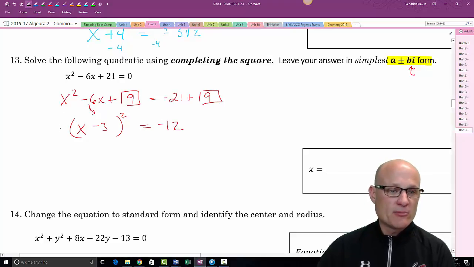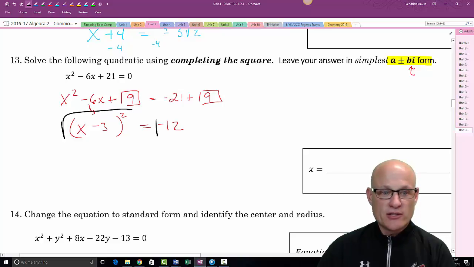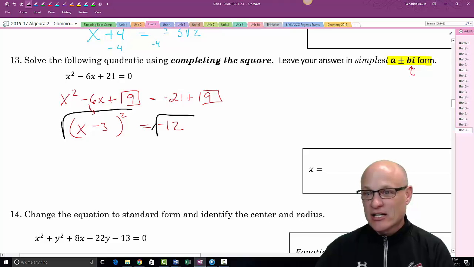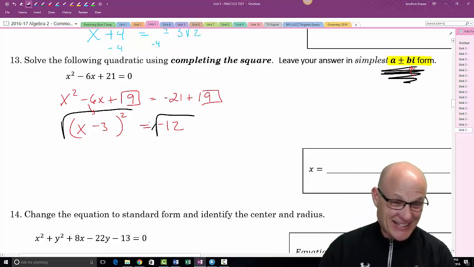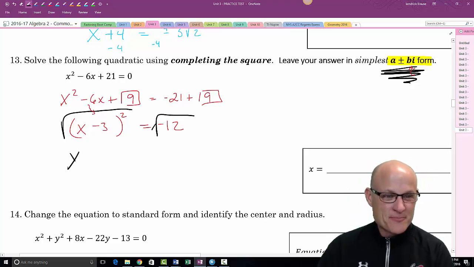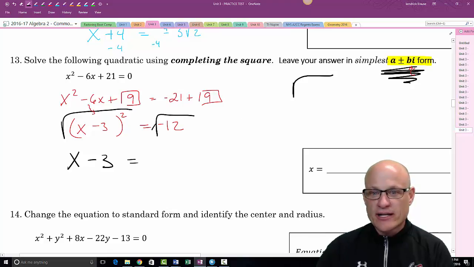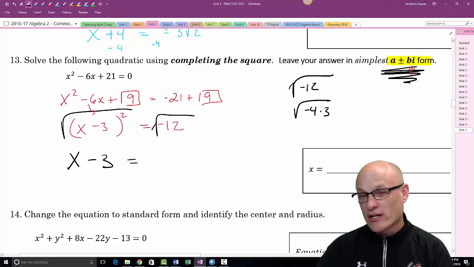So now I grab my calculator or my thing, take the square root of both sides. Notice I have a negative under the radical. Alert, alert, i is going to be in your answer. I hope you get it right. X minus 3 is equal to. Now, the square root of -12, maybe I'll pop over here and do something with this. It's -4 times 3. What's the square root of -4?